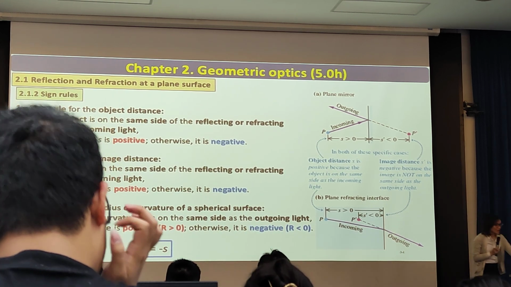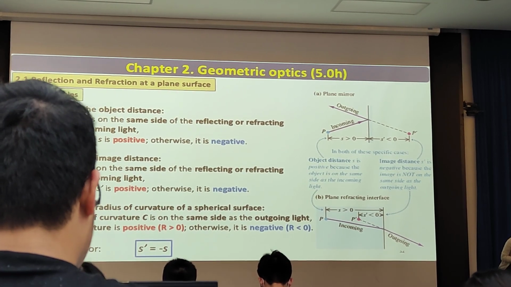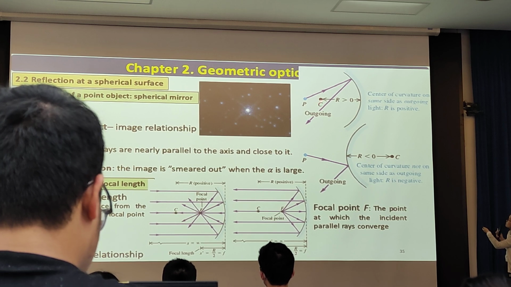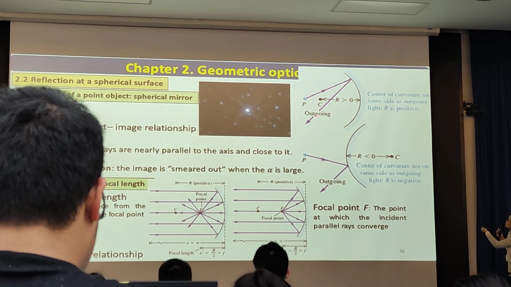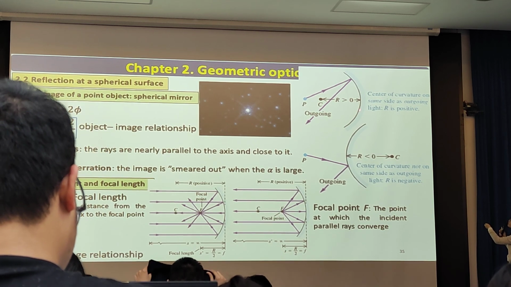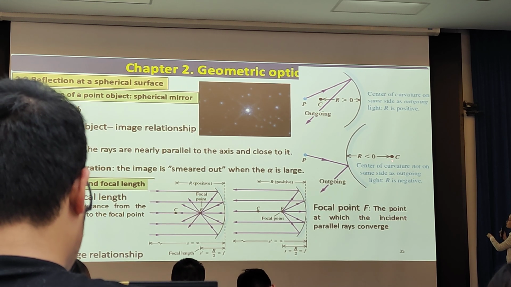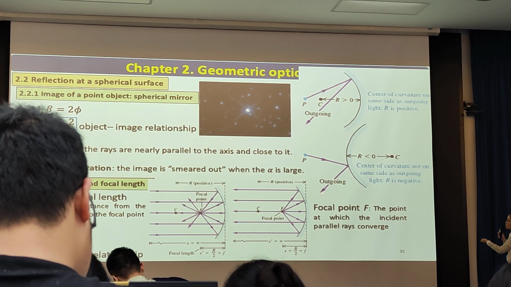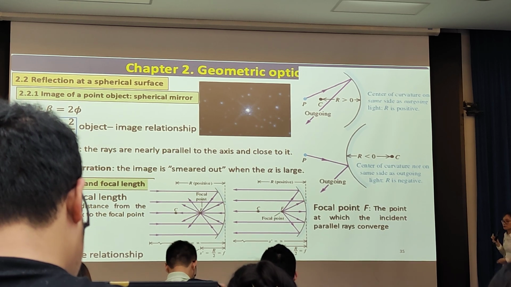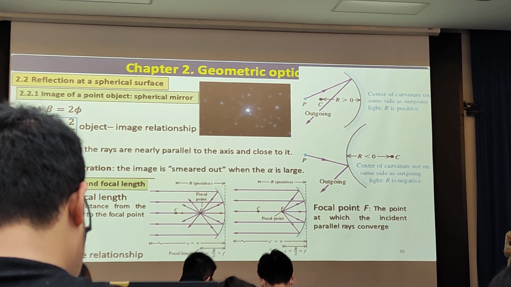Okay, so keep in mind, and now I will show you again this figure, this one. Here, so you see, center of curvature is on the same side, right, as the outgoing light of the reflecting surface. So that's why you have positive radius. Here, the center of curvature is on the opposite side from the outgoing light of the reflecting surface. That's why you have the negative radius. Because when you study like this, it's quite easy to remember.